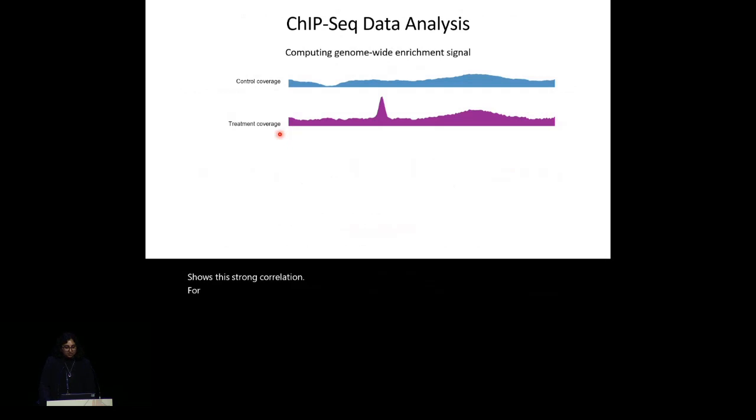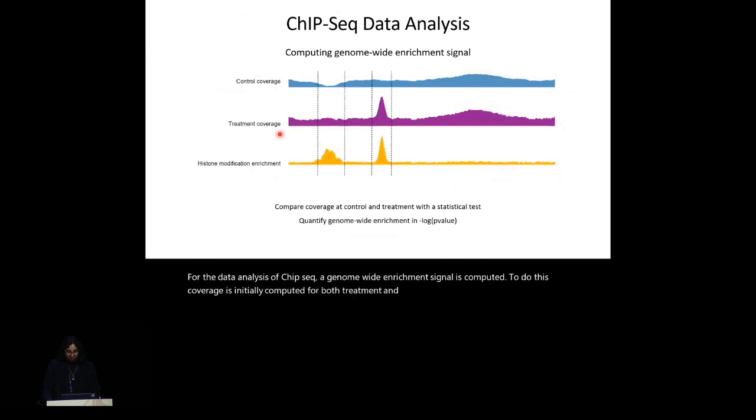For the data analysis of ChIP-seq, a genome-wide enrichment signal is computed. To do this, coverage is initially computed for both treatment and control. And then for each genomic location, control and treatment coverages are compared and quantified with a statistical test. This results in a genome-wide signal in minus log p-value, and this minus log p-value is the enrichment that is predicted by imputation models.